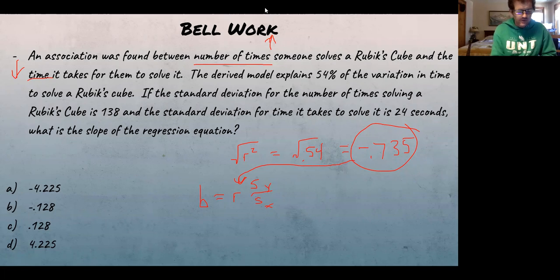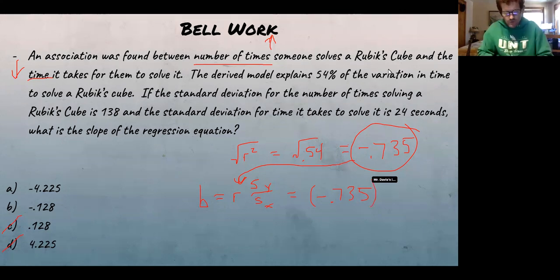So I'm going to cross off these two. I will say that C was the most common wrong answer, but we'll see why, and that's a quote, best bad answer sort of thing in this problem. So anyways, I'll plug this in. Negative 0.735 is the correlation. And now I need to figure out the standard deviation of y and x.